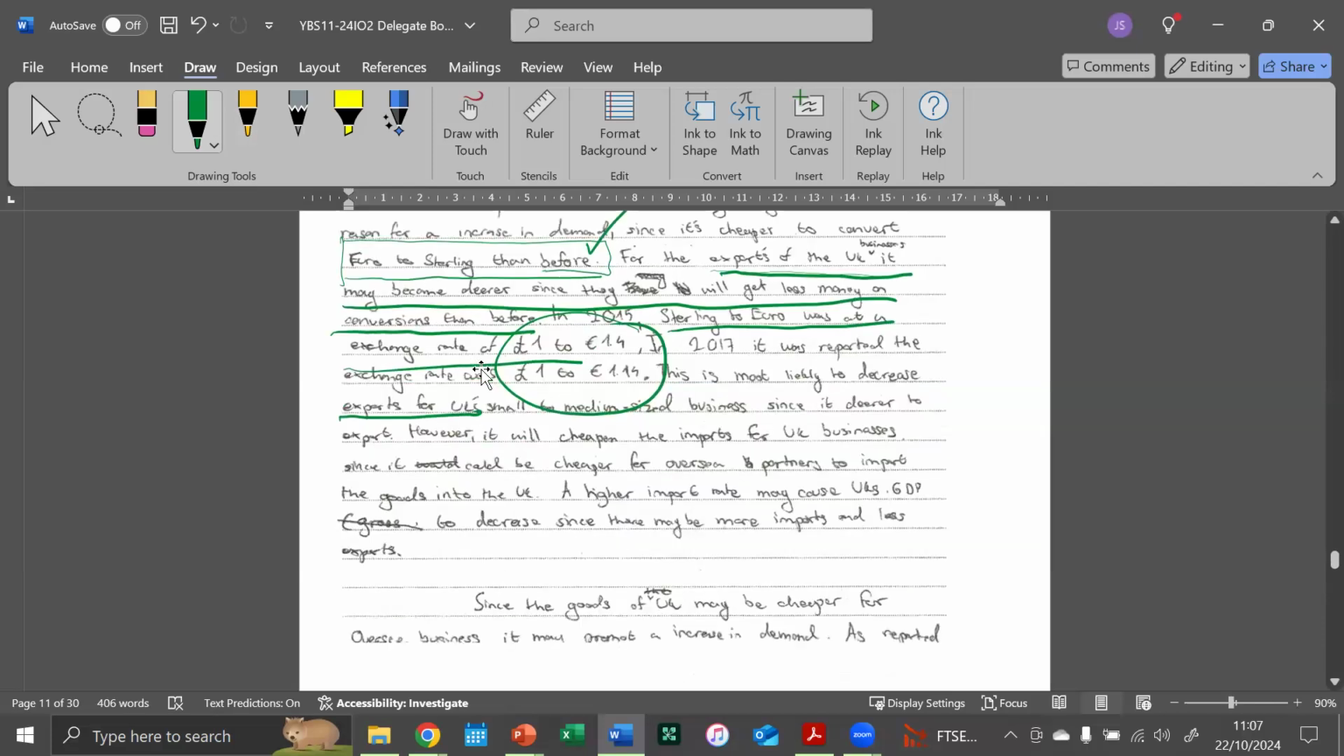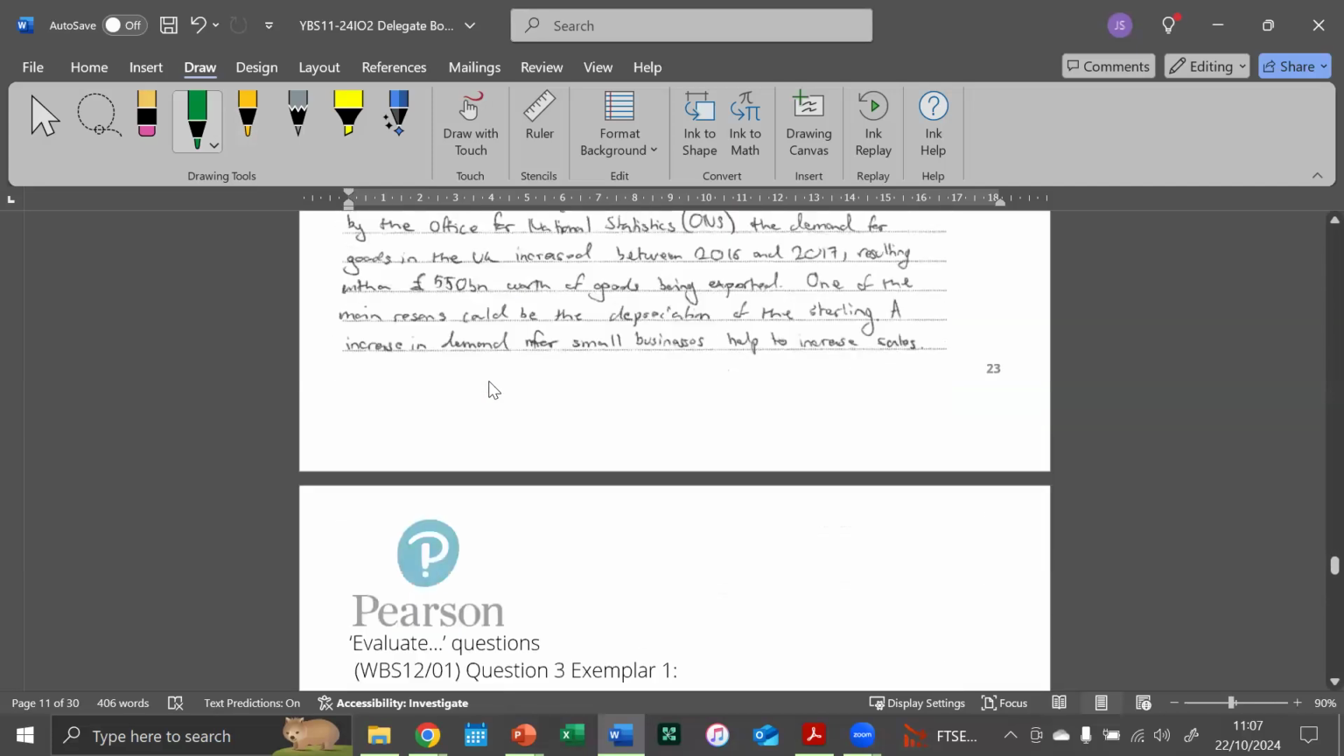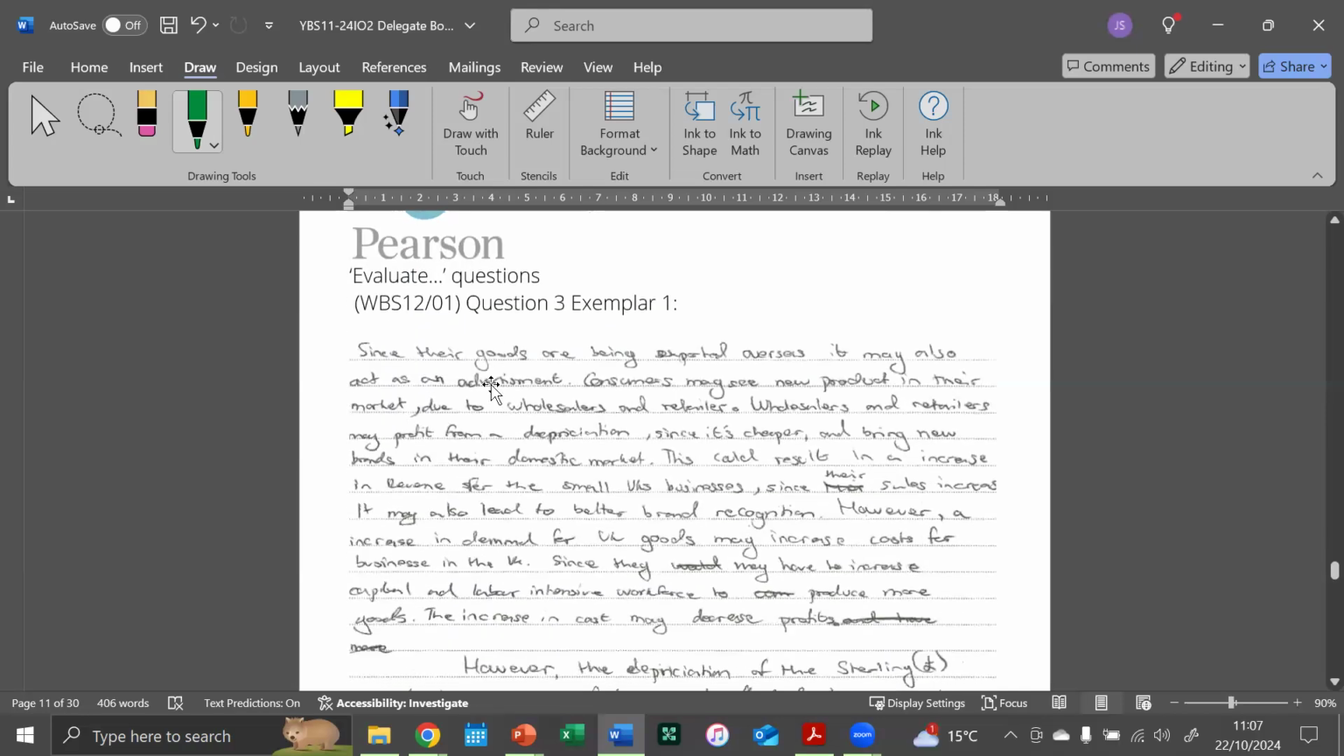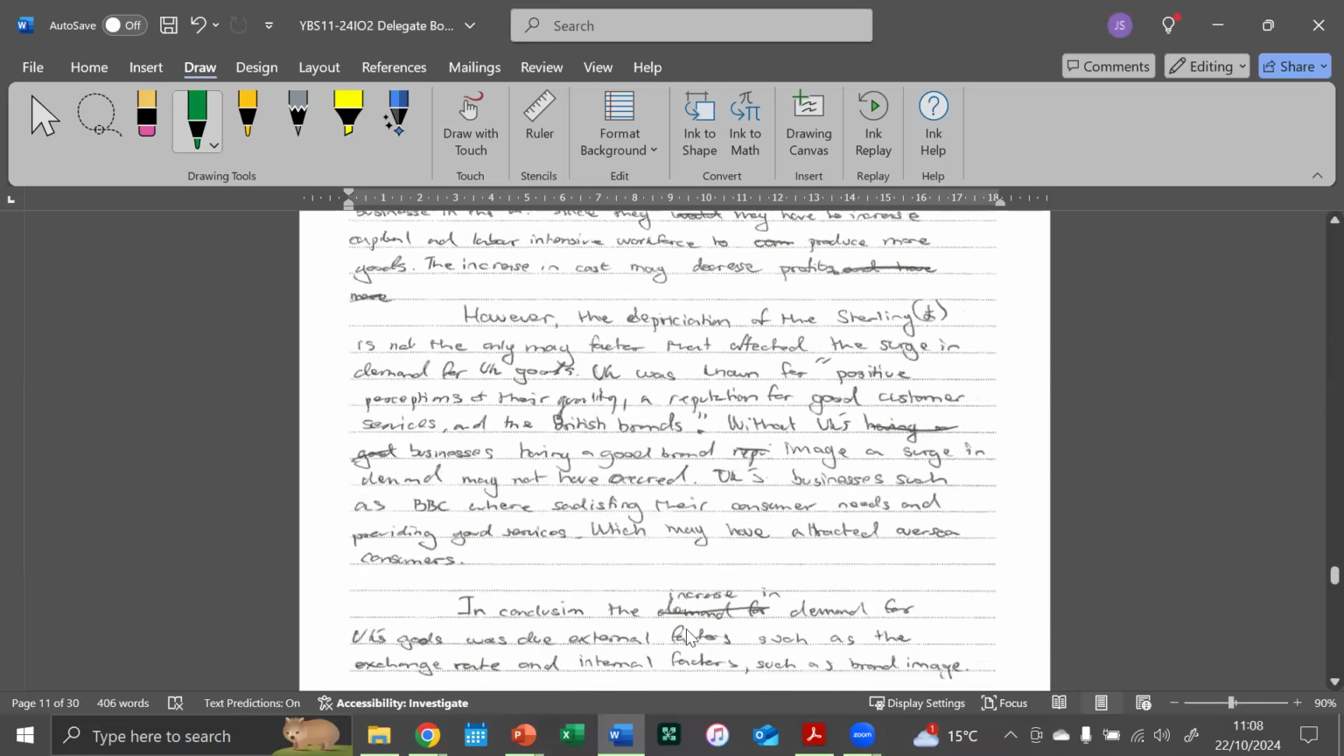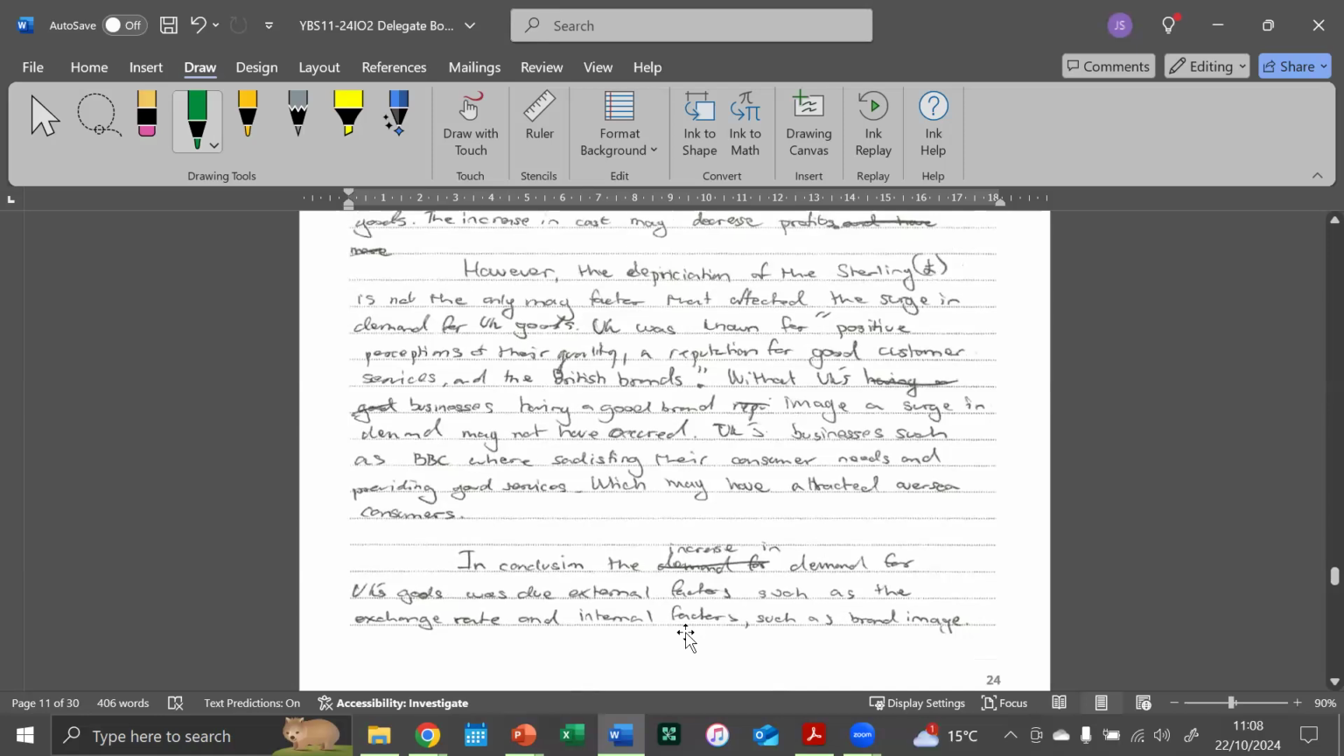So in this first exemplar, we've got lots of things which are wrong. I'm poking around, going all the way through this, looking for bits and pieces that I can find. Found another little bit down here: without the UK's businesses having a good brand image, a surge in demand may not have occurred. So there's some kind of limited statement there. I don't know why you'd pick the BBC. That's a strange one for me to pick, but anyway.